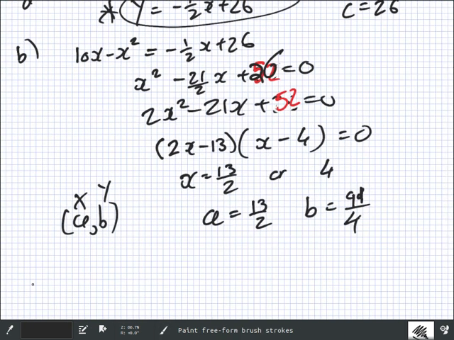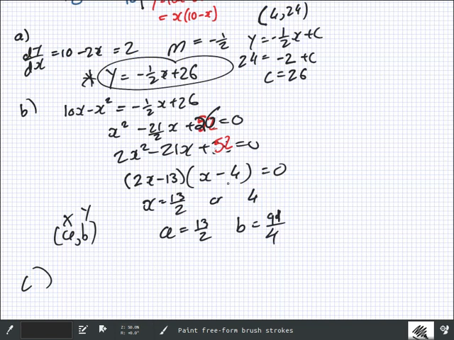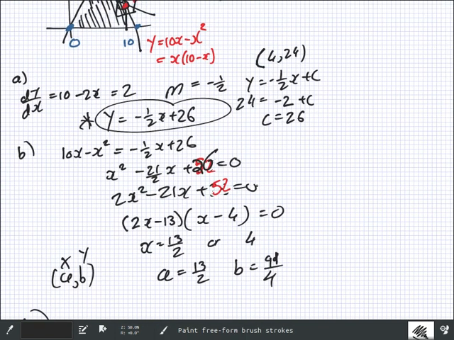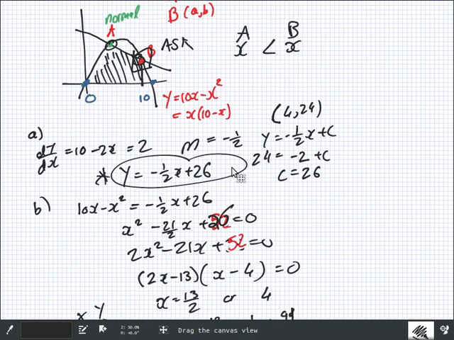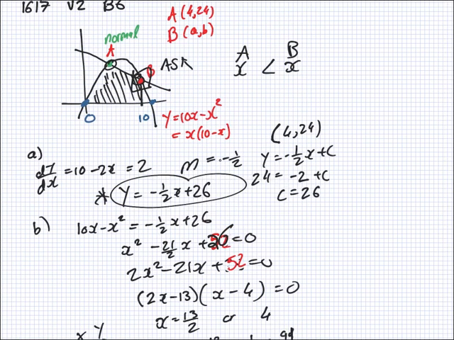Last part, C, is to find the area. That's really, really nice for 7 marks. Like really, really nice, because it's just one, no, it's 2 integrations. So what are my integrations here? If you look back at my picture, you have to split this shape into 2.